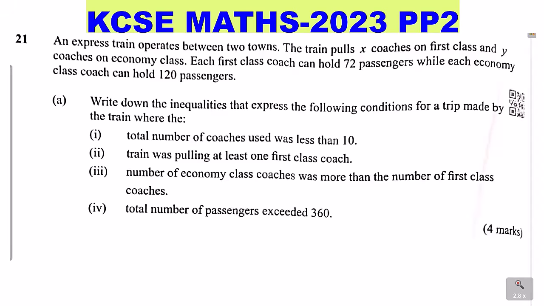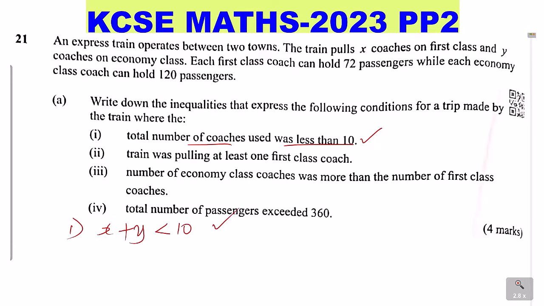Let's go to the first one. Write down the inequality presenting total number, Roman 1. Total number of coaches used was less than 10. That means the coaches of the first class plus the coaches for the economy class should be less than 10. So that one is how we write it. The coaches for the first class presented by X plus the coaches for the economy class, that now give the total number of coaches, and that one should be less than 10. That sum should be less than 10. So that is the first inequality.